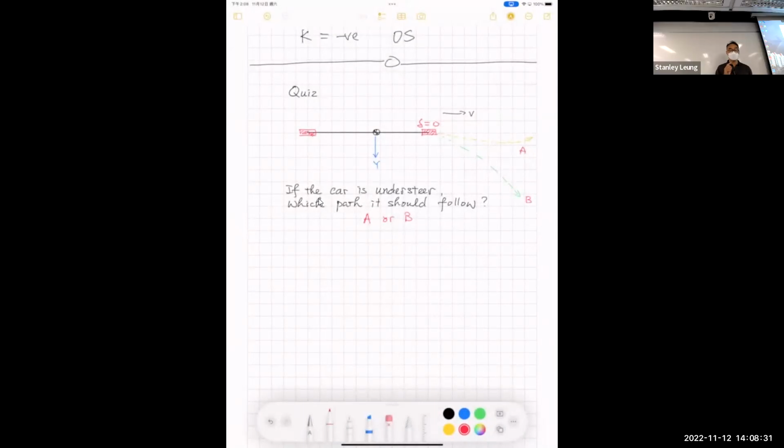So this is my short question. I have my car model, the bicycle model. It is going with a velocity like this. And then I have a force Y pulling at the CG. Going like this, I have a force like this. If this car is understeer, should it follow path A or B? Understeer, right? Let's think about it.